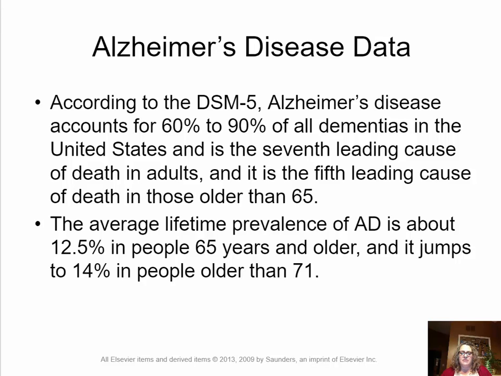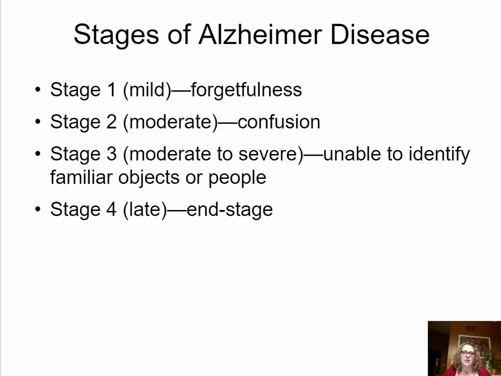According to the DSM-5, Alzheimer's disease accounts for 60 to 90% of all dementias. It is the 7th leading cause of death in adults and the 5th leading cause of death in those over age 65. The average lifetime prevalence of Alzheimer's disease is about 12.5% in patients over 65, and it jumps to 14% in patients over 71.